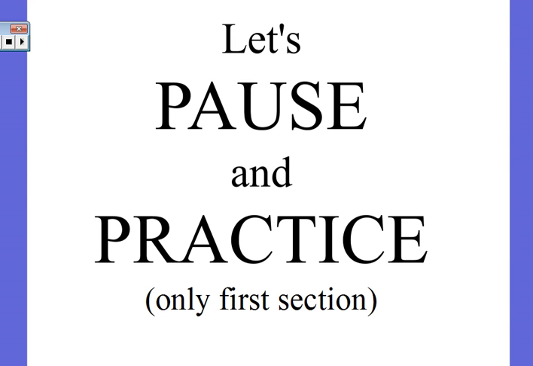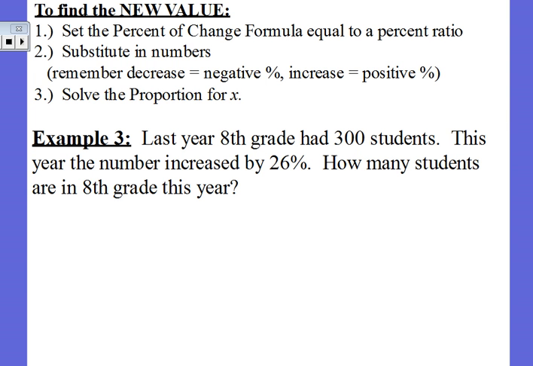All right, guys, I hope that went well. Let's go ahead and talk about how we're going to find the new value. So again, we're going to find the new value by setting up the percent of change formula. So that's n minus o over o. But then it's going to be equal to a percent ratio. So we're going to make that equal to a percent over 100, okay?